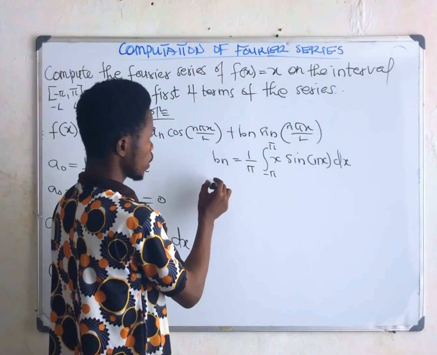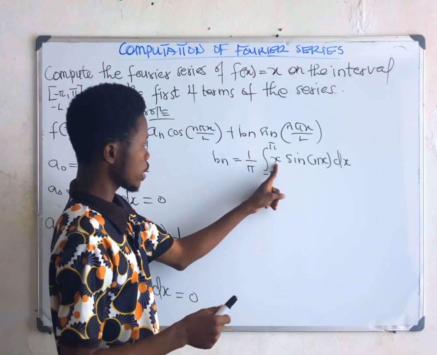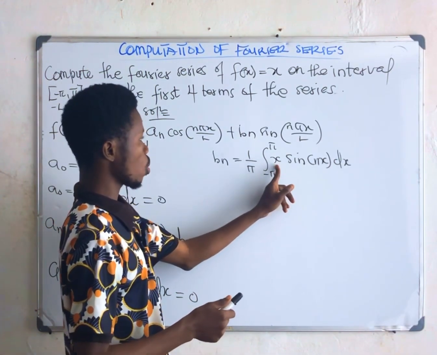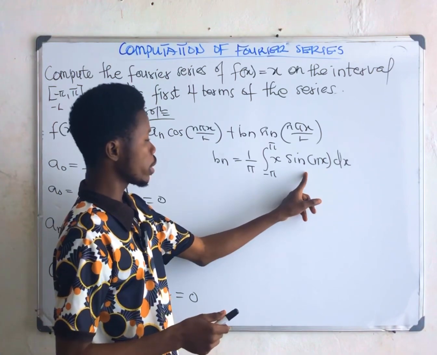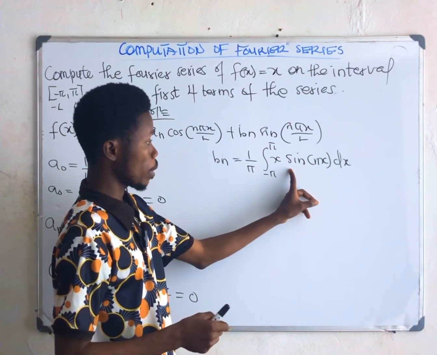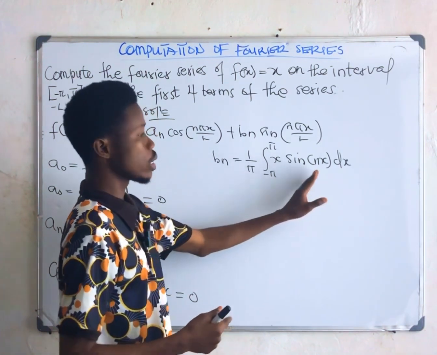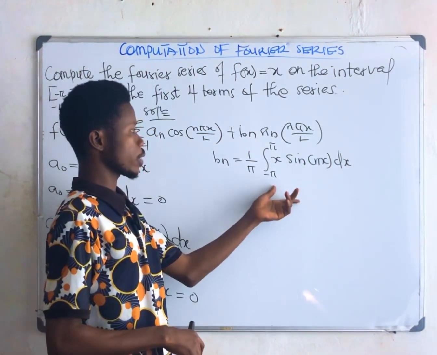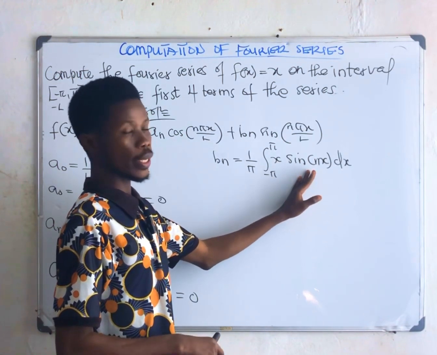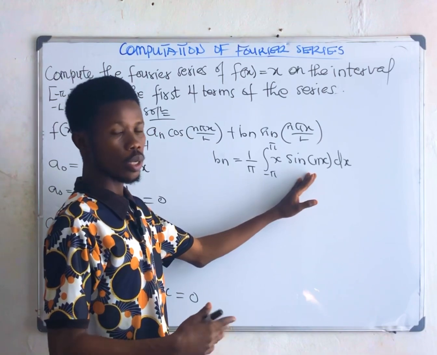Good. So now let's look at this one. If this one will give us 0. This is x, which is odd. Sine nx is odd. Odd times odd is even. And since it is even, the integration of it is not what? 0. So here you have to integrate using integration by parts. So if you have something and it is even like this, for the even function, when you integrate, it won't give you 0. So only the odd gives 0.